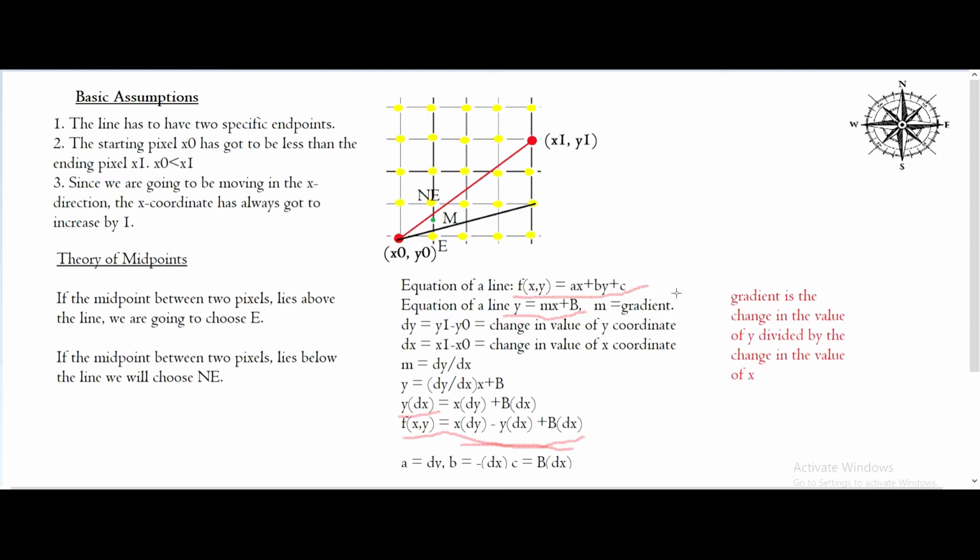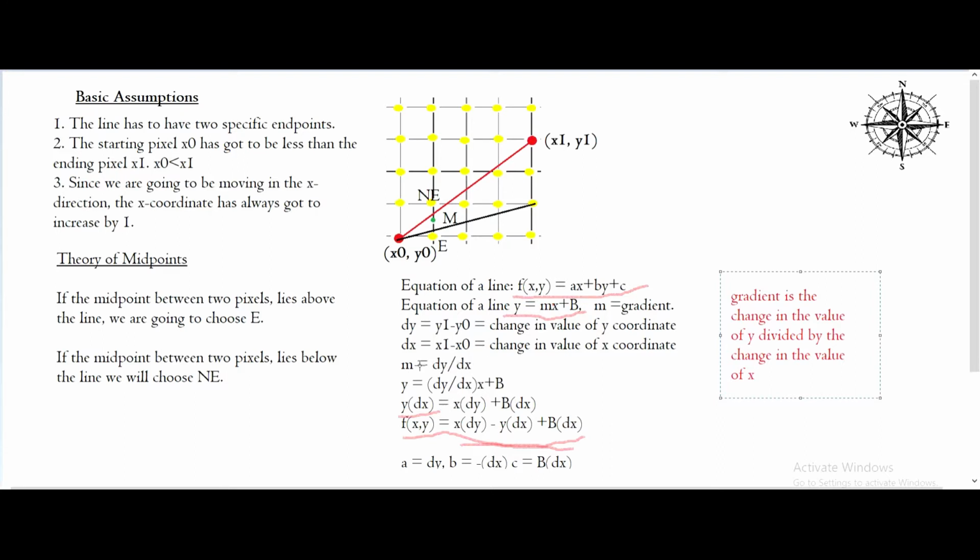So m is the gradient, and what does gradient mean? Gradient is basically the change in the value of the y-coordinate divided by the change in the value of the x-coordinate. So our y-coordinate becomes y1 and it used to be y0. So the change in the value dy is equal to y1 minus y0. So I've written that's the change in the value of the y-coordinate. Same for dx, it's the change in the value of the x-coordinate. And m is basically dy divided by dx.